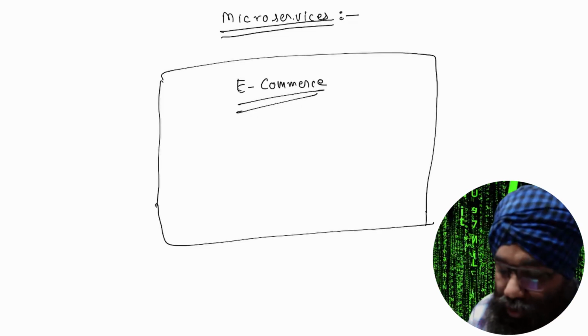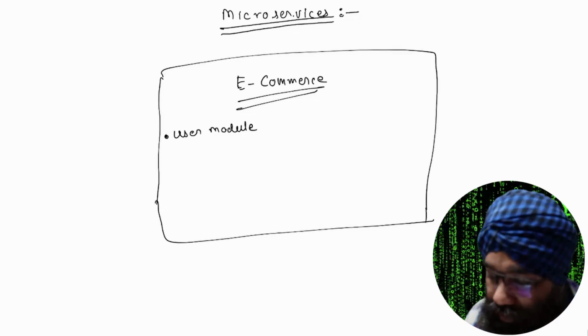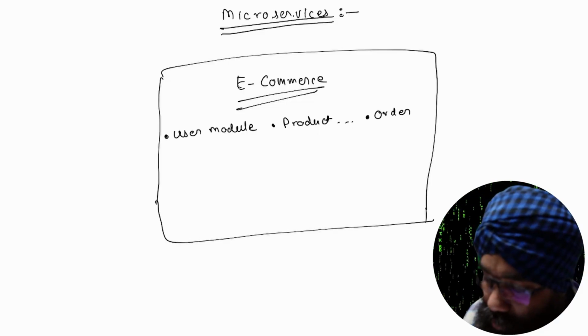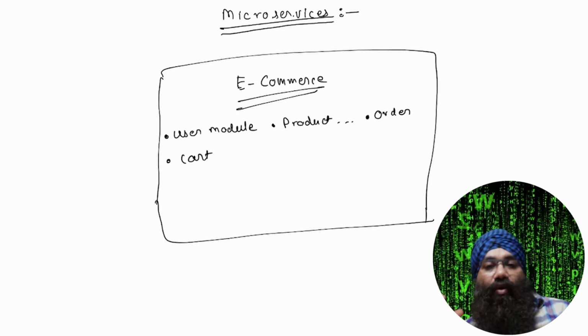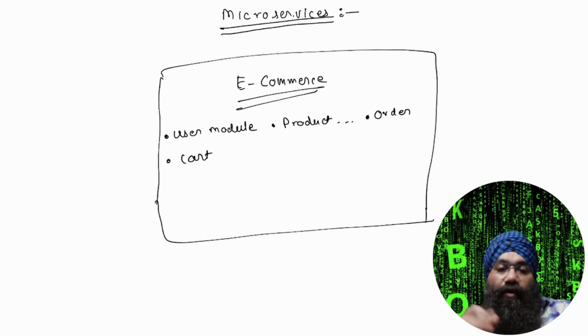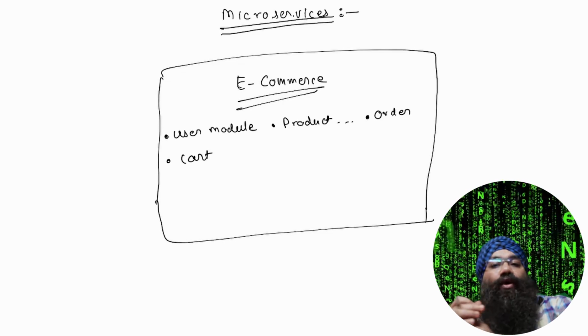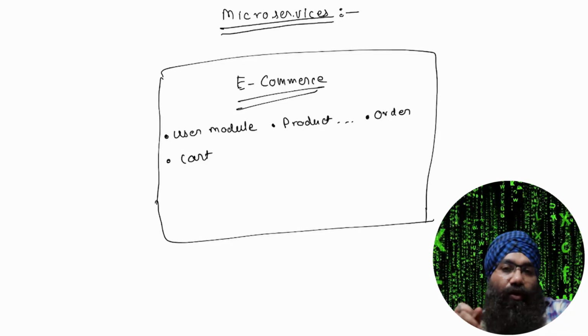Okay, so you create a user module which contains all the information about the user. Then you create a product module. Okay, then you create an order module. Then you create a cart module. So the product module has all the functionalities related to product management, how to show product information. Similarly, the order module has all the functionalities related to placing orders.